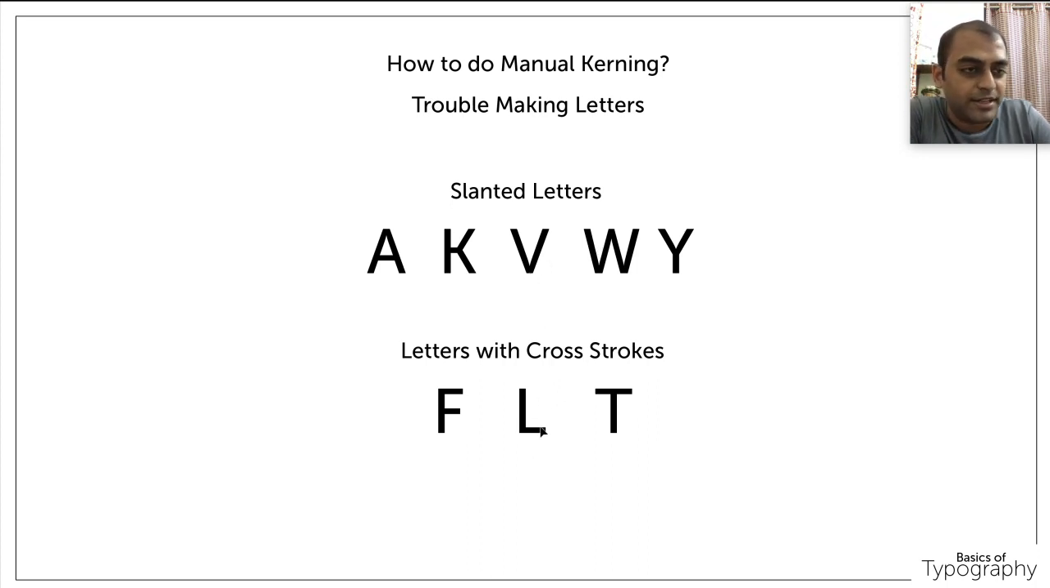But if it is a T, then there comes a problem, because the top bit has a stroke and the bottom has more space. So whenever we are adjusting tracking from the bottom, there will be more of an issue. So identify the problematic, troublemaking letters, which will be slanted letters and letters with a cross stroke. In a particular word, just identify these troublemaking letters and adjust the spacing, adjust the kerning around them.